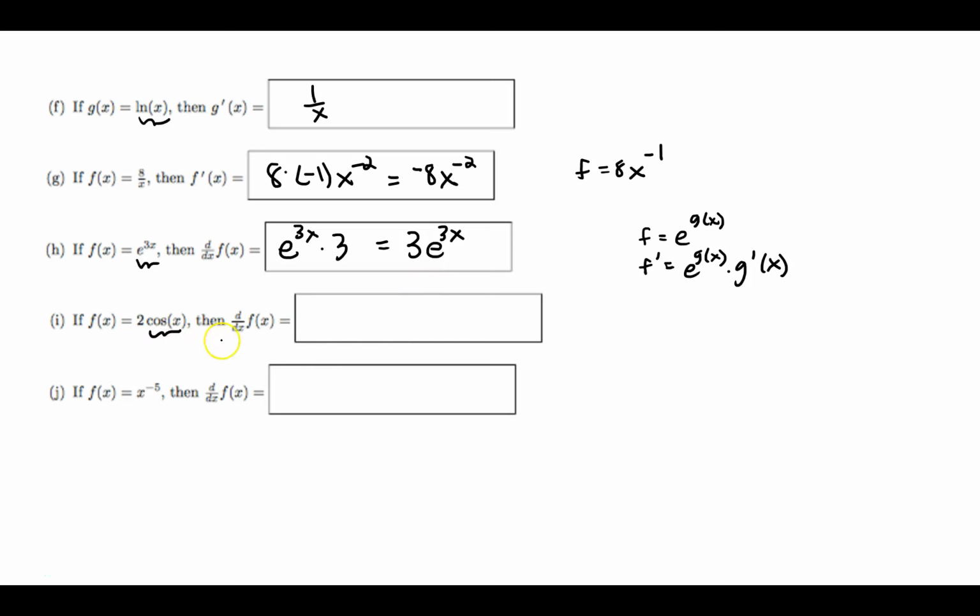Cosine's derivative is negative sine x. So you have the 2, and then you have negative sine x. So I just call it -2 sine x. Okay, x to the -5's derivative is just going to be -5x to the -6. Be careful there. You're at -5 and you have to take away 1.